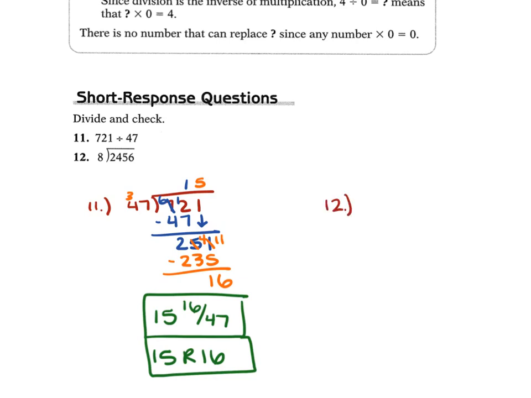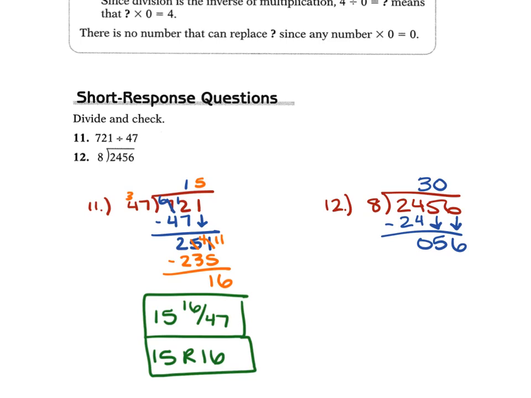For 12, we have 2,456 divided by 8. So the 8 is on the outside, the 2,456 is on the inside. So we ask ourselves, does 8 go into 2? No. Does 8 go into 24? Yes. It goes in 3 times with 24. So we're going to subtract these and we get 0. Bring down the next number. Does 8 go into 5? No. So 0 goes out of the 5. Bring down the 6. Does 8 go into 56?